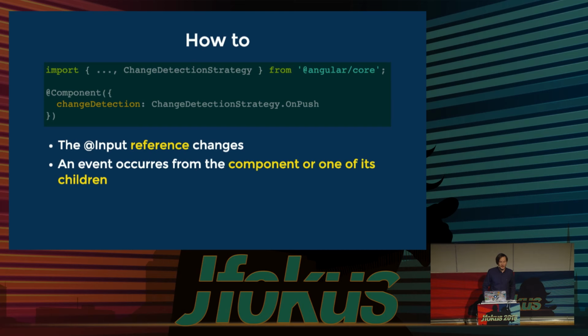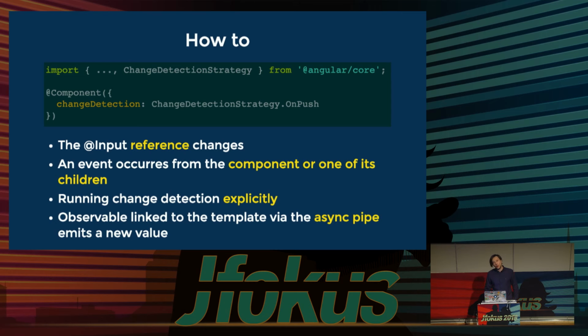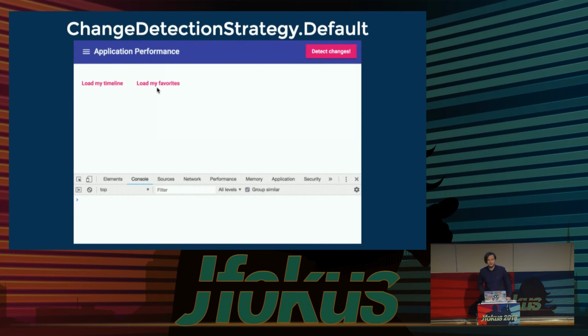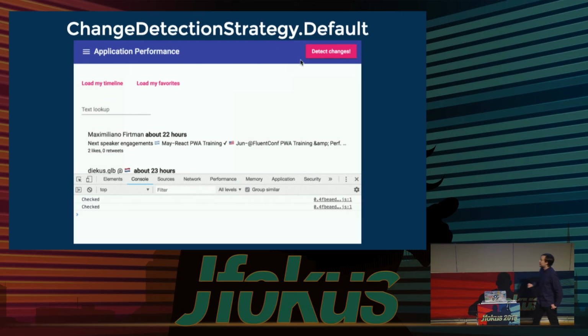Next, obviously, Angular will run change detection for this component if an event happened in this component or its child. It's quite an obvious decision. Also, we can run this explicitly, and this is, by the way, the recommended way to stream data from, for example, your API calls to the templates when something changed, in the async pipe. It's also a good trigger to start change detection. Let's have a look at the same sample. Default strategy.